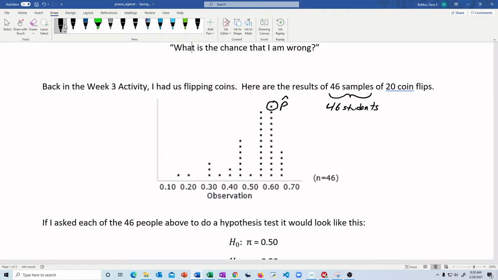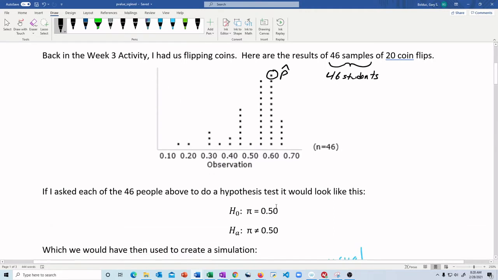Remember, each of these is a p-hat that each of you got when you flipped your coin. If I was then to bring in the new stuff and say, now I want you to do a hypothesis test to see if your coin is fair, you should be getting about 50% heads if it's a fair coin. If it's not a fair coin, you should be getting something different in the long run. We went over this in week 6. We made these together, and I'm just bringing it all in now.